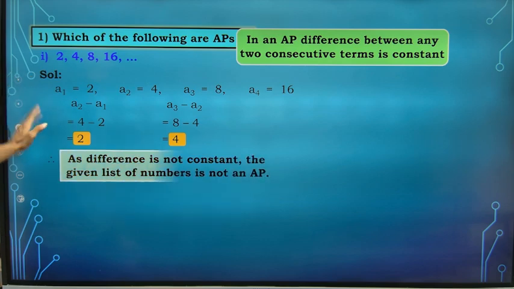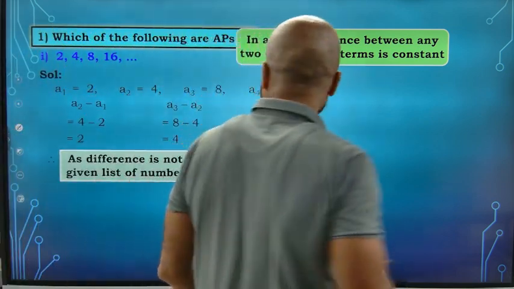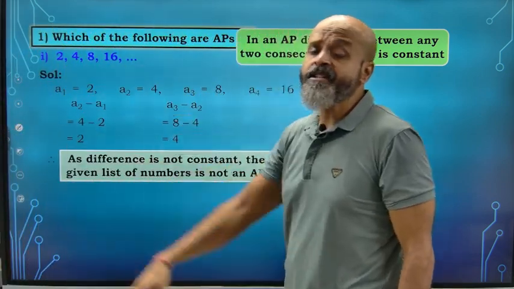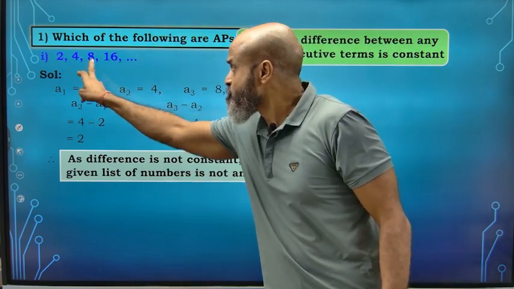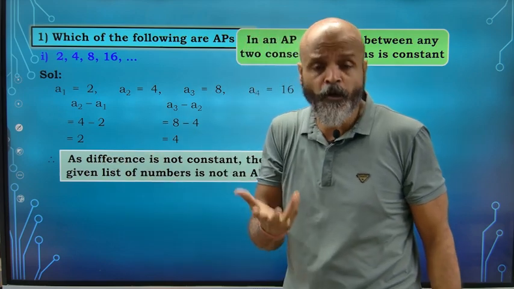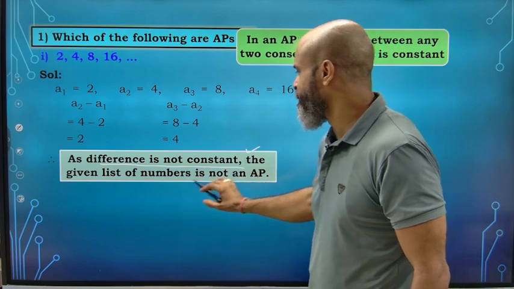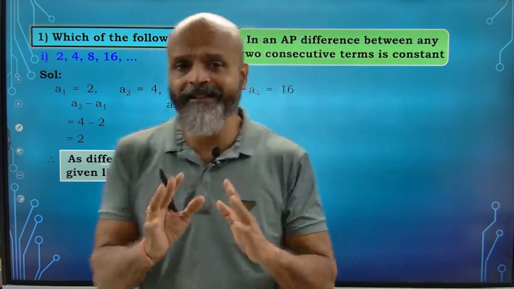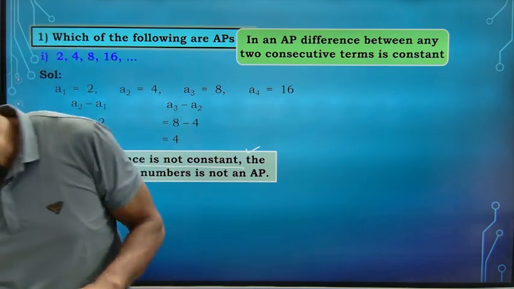Then, as the difference, we don't need to go further. Although I explained to you that 16 minus 8 is 8, we don't need to go there. Between these two consecutive terms, the difference is not constant. So as the difference is not constant, the given list of numbers is not an arithmetic progression. That's how we are going to understand what an arithmetic progression is.